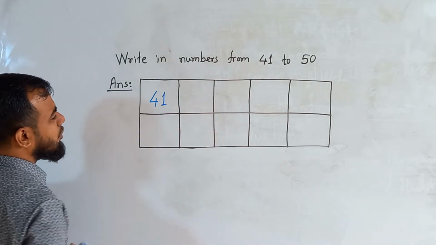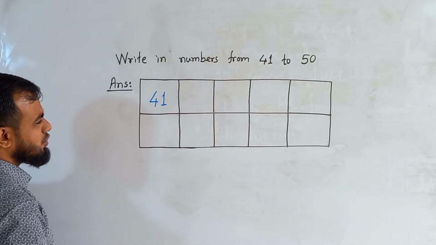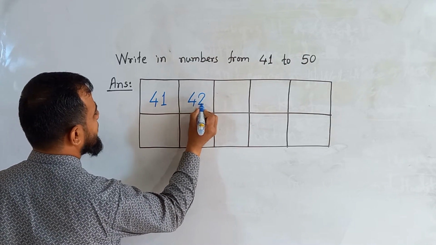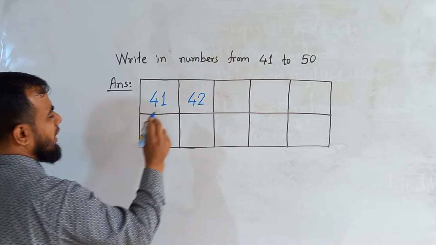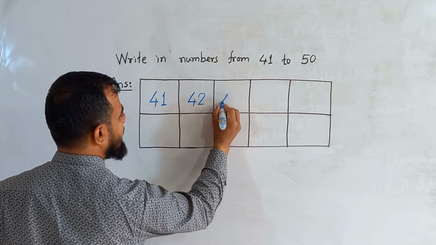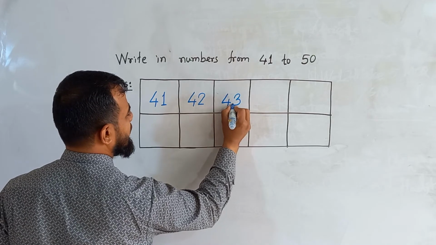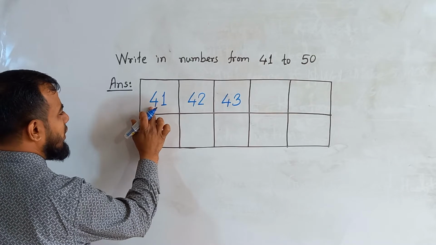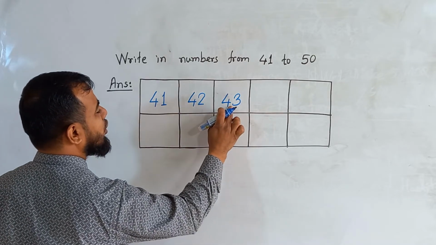So the next number after 41 is 42. 4 and 2 makes the number 42. After 42, the number which comes is 43. 4 and 3 makes the number 43. It is 41, 42, 43.